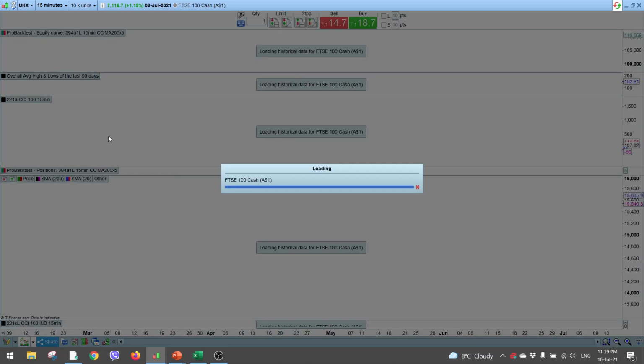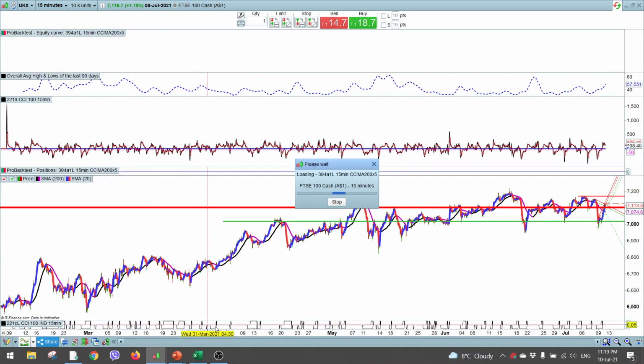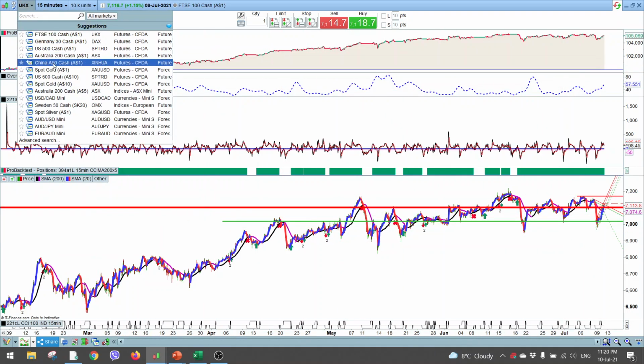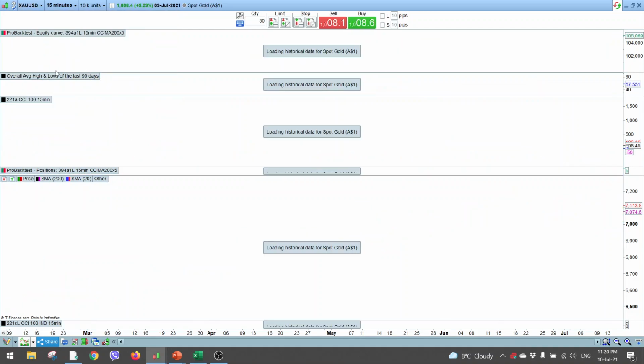FTSE has also risen, but hit this key resistance line, and it's bouncing up and down along there for the moment. So let's just keep an eye on that and see how it performs. Okay, I'll show you gold before I show you China.